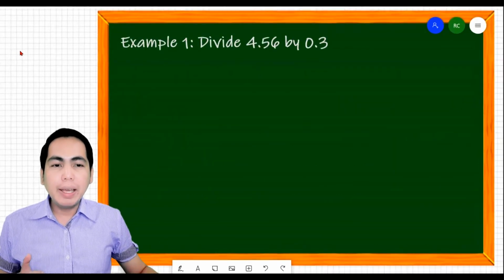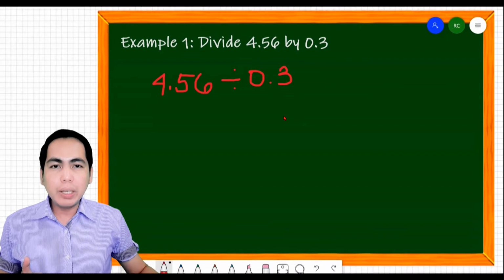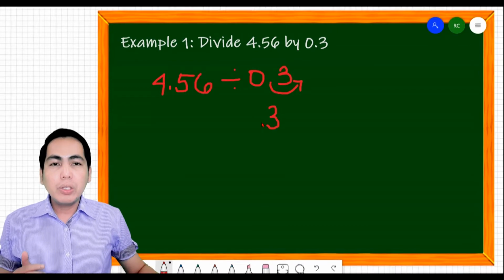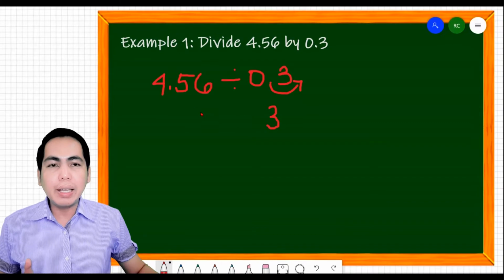Example number 1. Divide 4.56 by 0.3. Our first step is for us to make the divisor a whole number. So in order for this 0.3 to make a whole number, we have to move one decimal place to the right. So one decimal place and it will become 3. Since we have moved one decimal place in our divisor, we also have to move one decimal place to the right in our dividend.